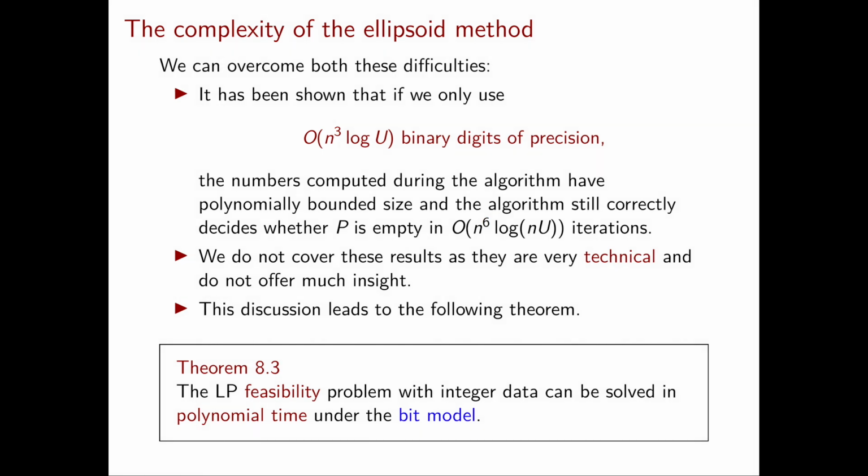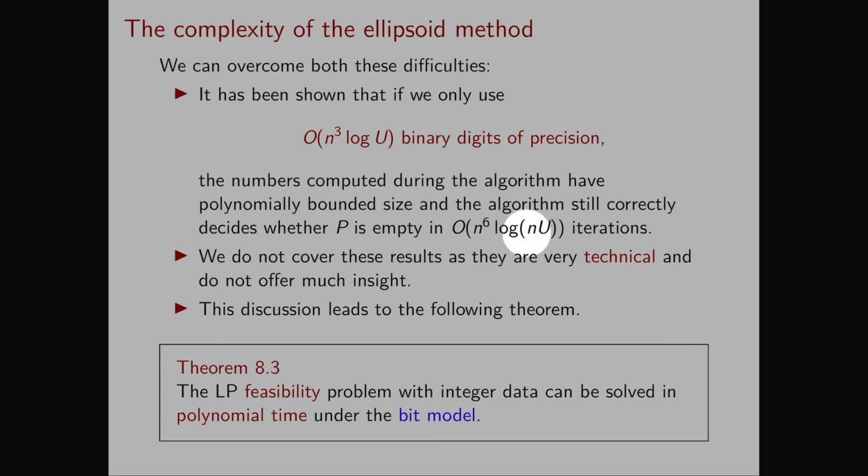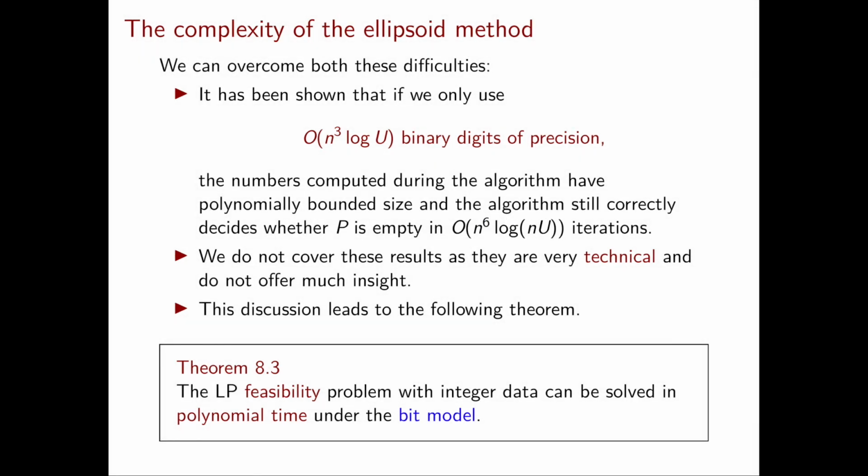Everything you need to do is to only use big O of n^3 log U binary digits of precision for every number that you compute in the algorithm. Essentially, if the number that you compute has a larger size, then you take its closest approximation of size n^3 log U. If you do so, it is obvious that all the numbers that you compute have polynomial size, and it can be shown that the ellipsoid method is still able to correctly decide whether P is empty or not in big O of n^6 log nU iterations. Admittedly, these results are very technical and difficult to prove, so we will not discuss any more details about them.